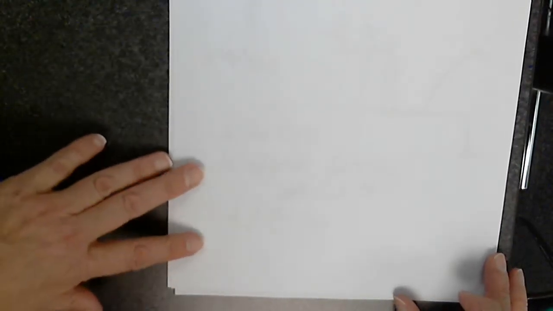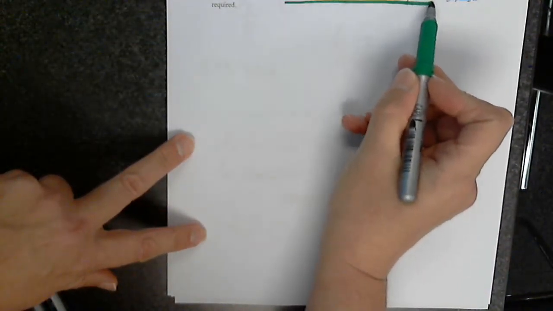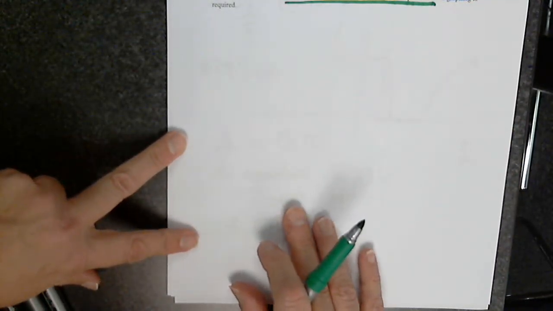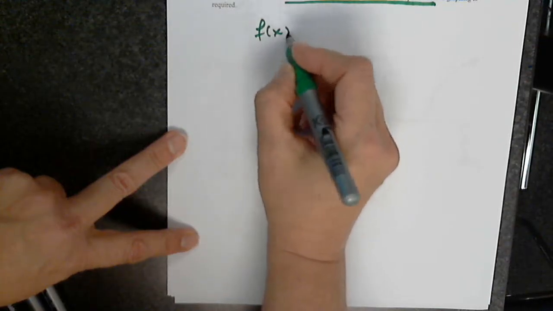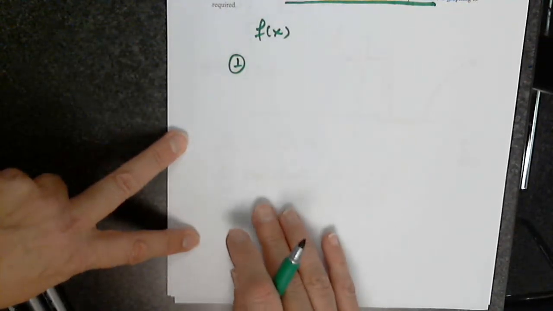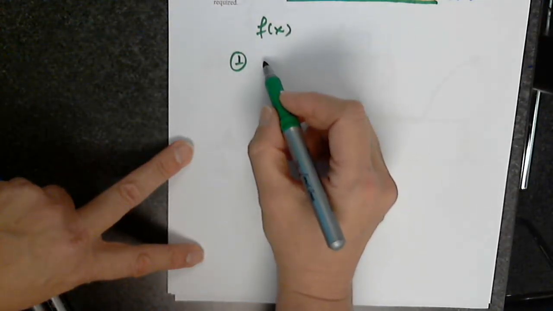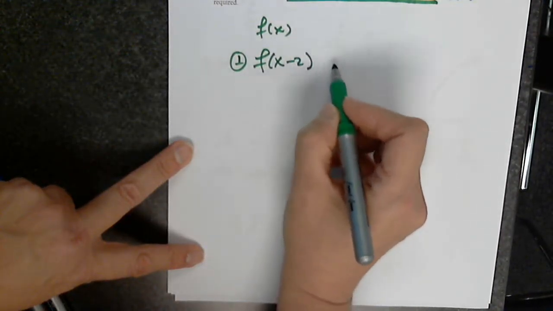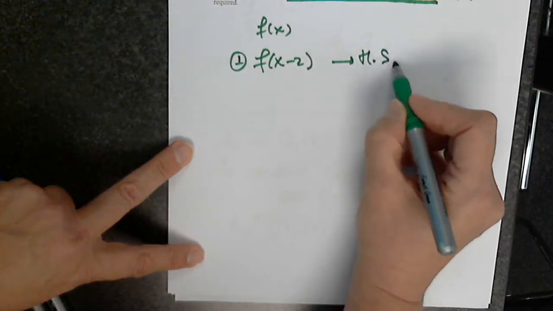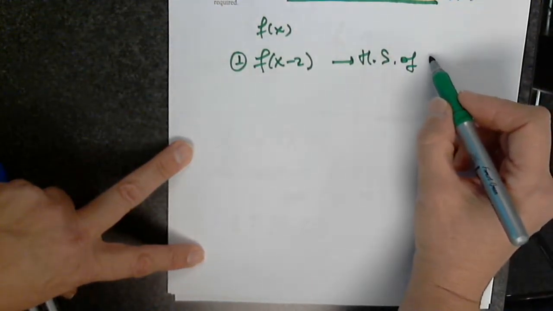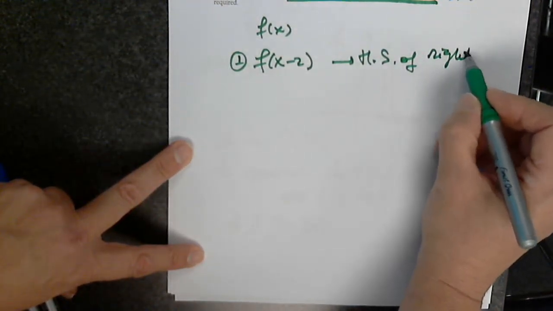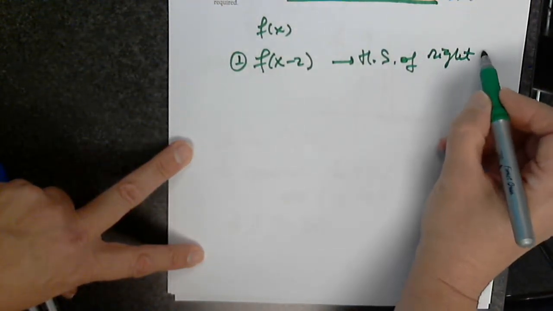We are only told, just explaining words. And remember, the transformations have to be in order of operations. So first, that's the base function, and then the first transformation will be... Yes, so I will have to graph f of x minus 2, which is a horizontal shift of right 2. Very good.